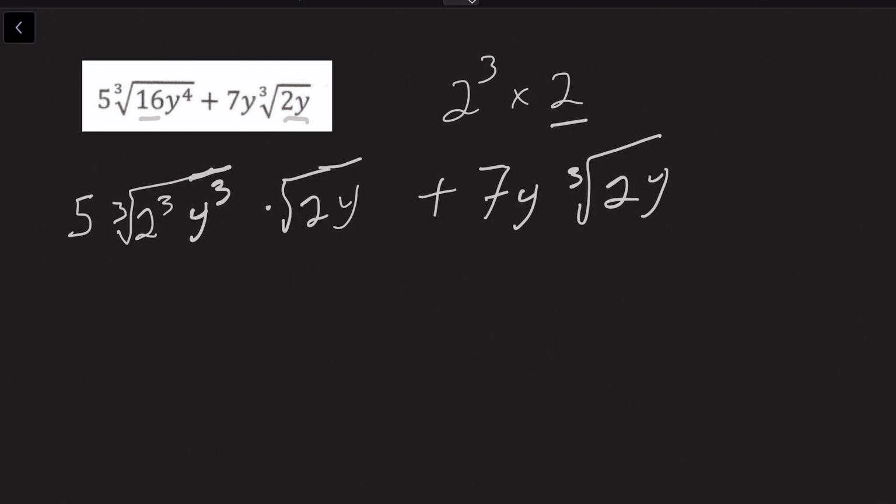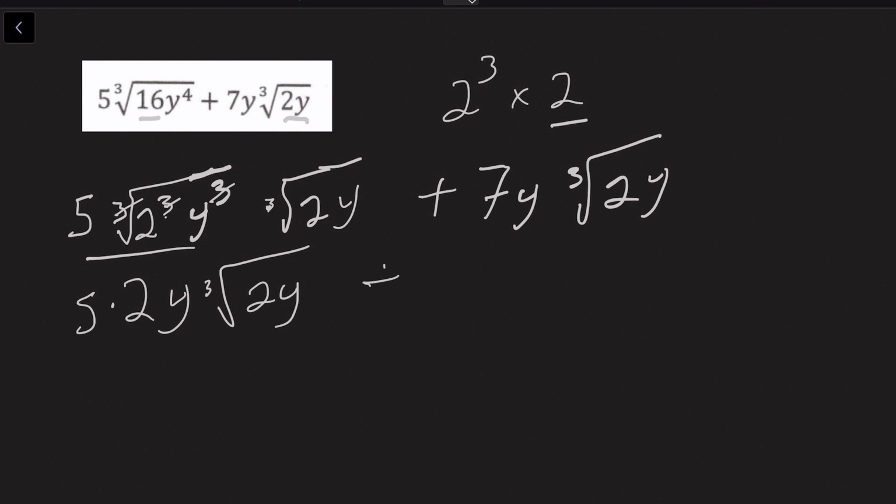Now we can simplify this first term. 5 times the 2 cubed in the cube root. That's just going to become a 2 on the outside. And the y cubed in the cube root is going to become a y on the outside. We're going to multiply this by the cube root of 2y, and then we're going to add 7y times the cube root of 2y.